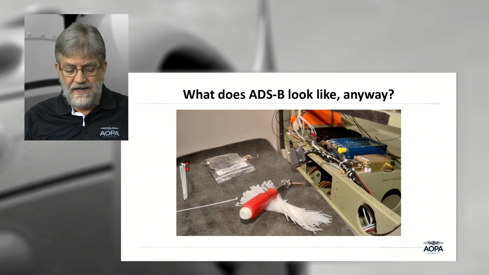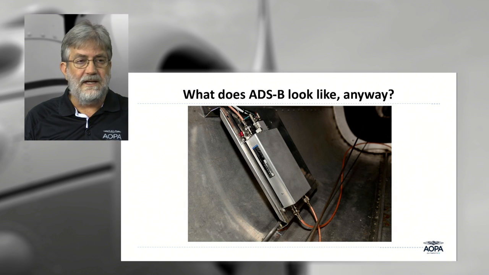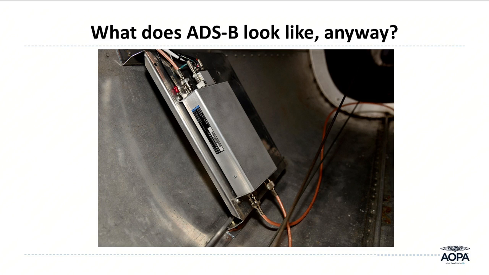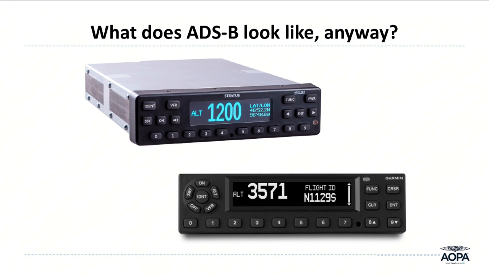So the next slide shows a Garmin GDL82. It's also a remote mount unit. It's a UAT, and this is mounted in the back of a Cessna 152. Next we have probably the two most common, most popular ADS-B Out solutions. The unit on the top is the Appareo Stratus ESG. The unit on the bottom is a Garmin GTX 335. These are both Mode S transponders, so they would replace your existing Mode C transponder.